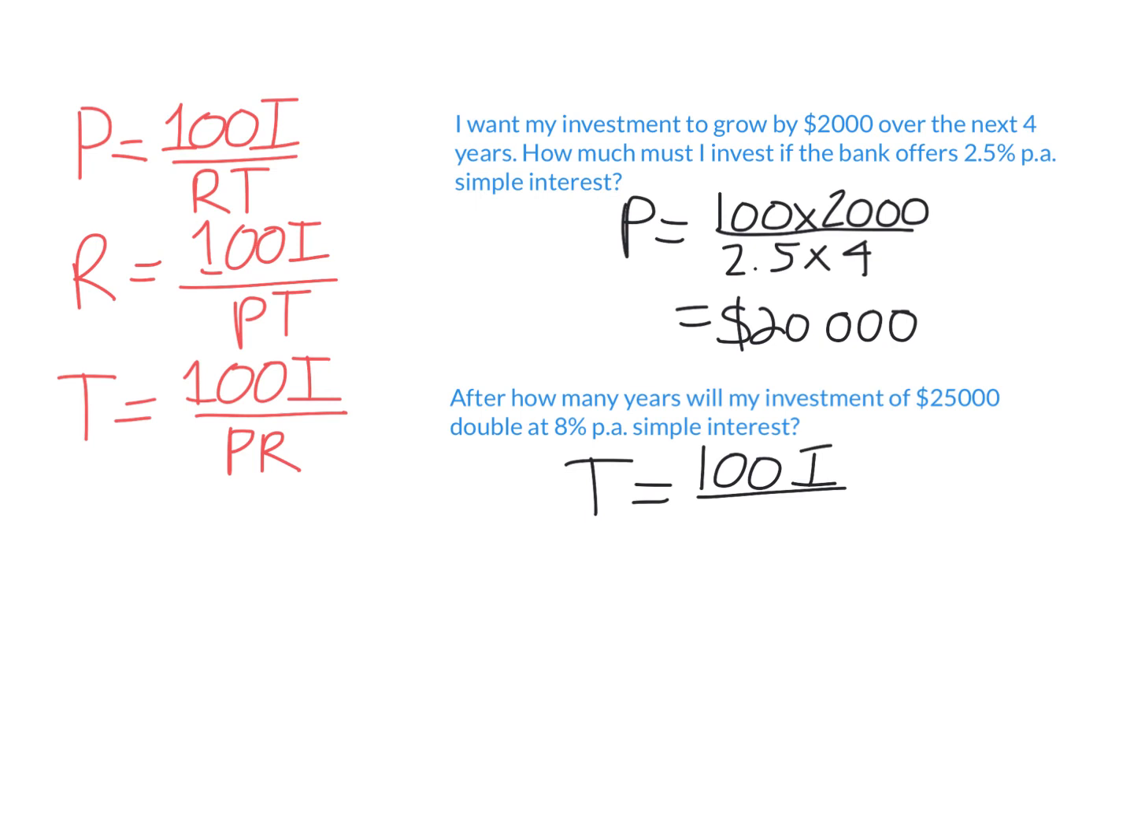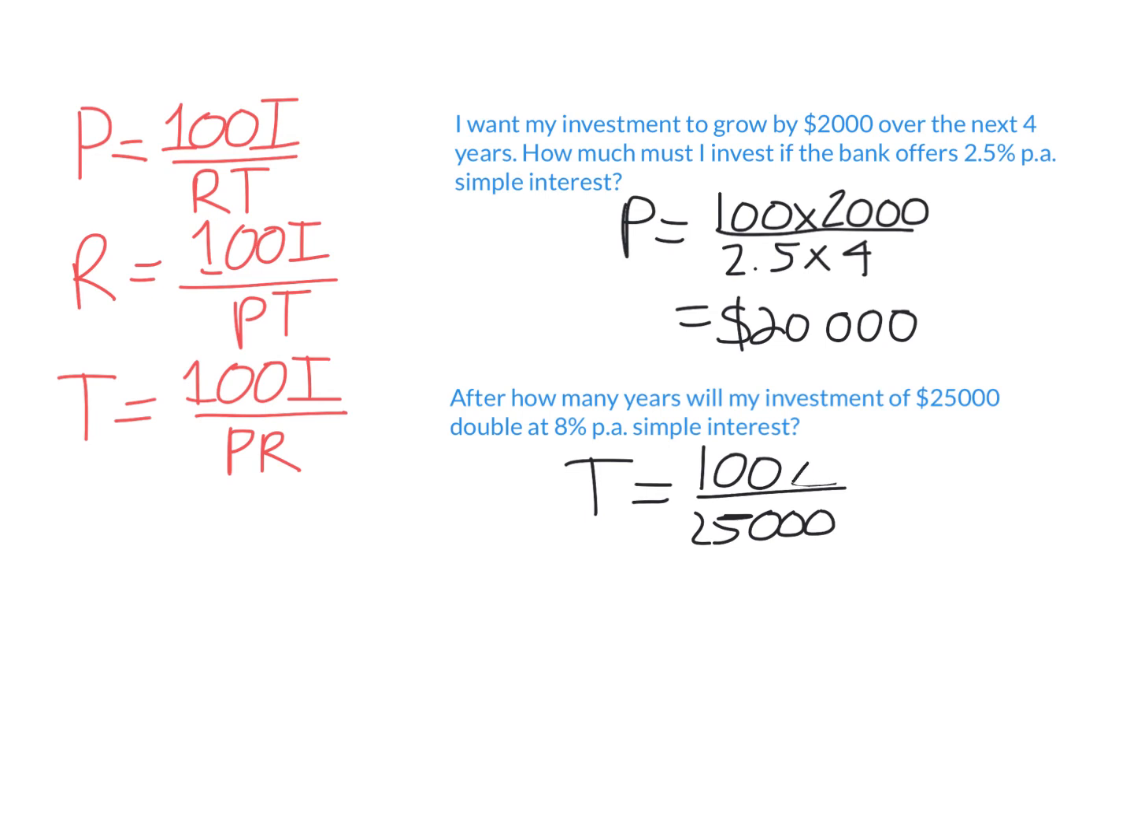Now, if I invest $25,000, P is $25,000. But for my investment to double, I need to earn $25,000 in interest, because then I'll have $50,000. So although P is $25,000, so too I is $25,000.